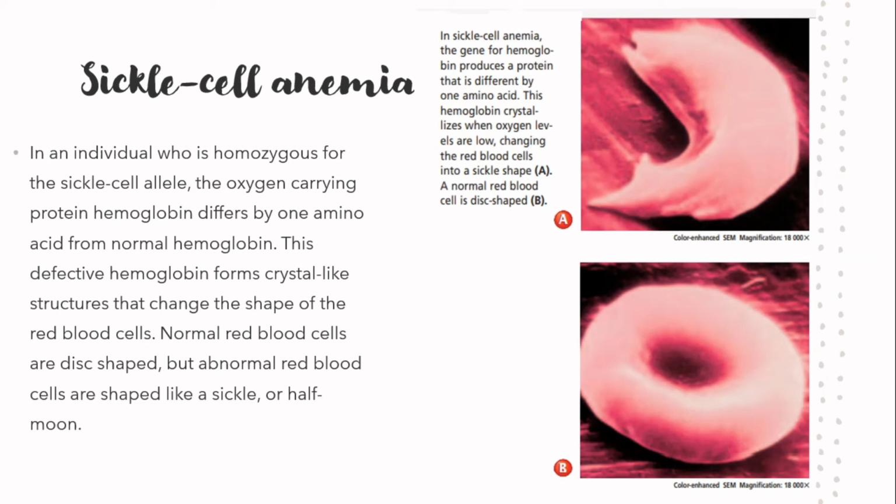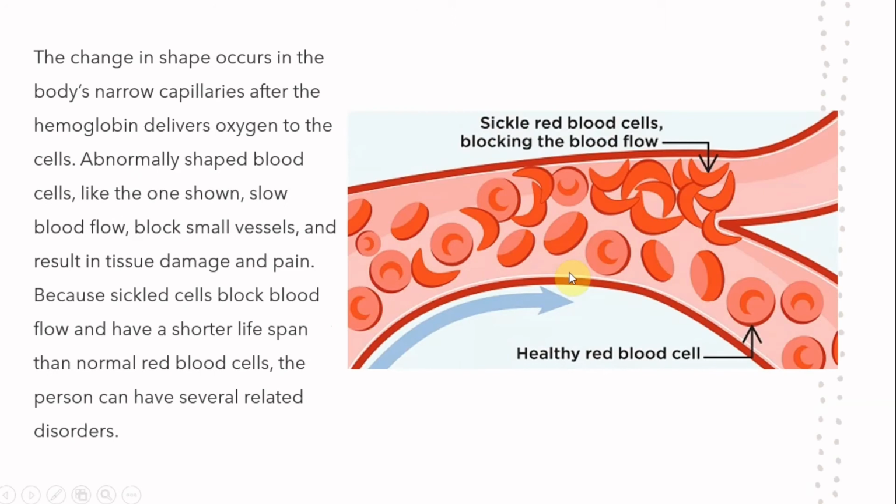This defective hemoglobin forms crystal-like structures that change the shape of the red blood cells. Normal red blood cells are this shape, but abnormal red blood cells are like a sickle or half moon. The change in shape occurs in the body's narrow capillaries after the hemoglobin delivers oxygen to the cells.